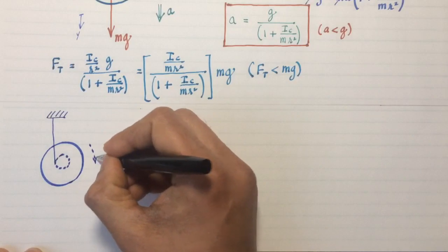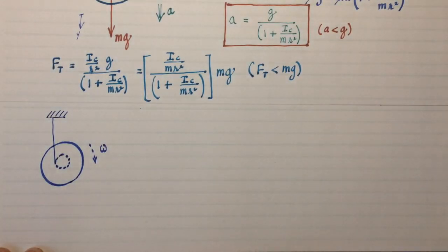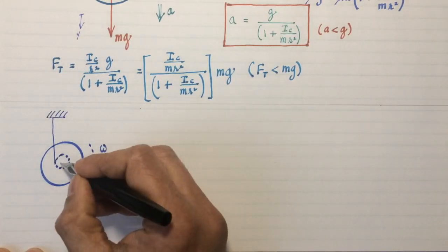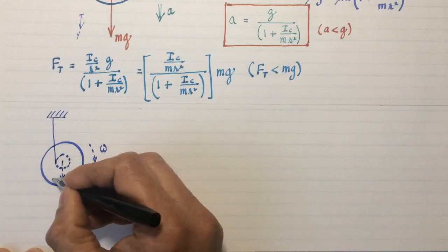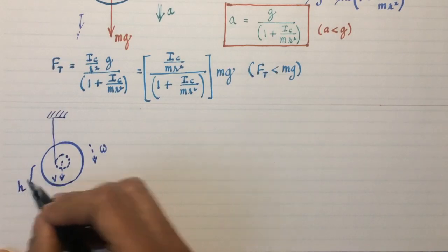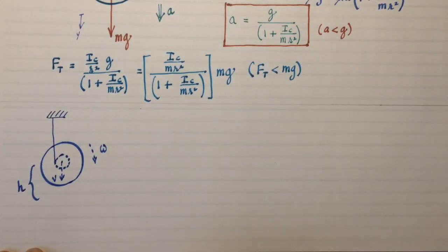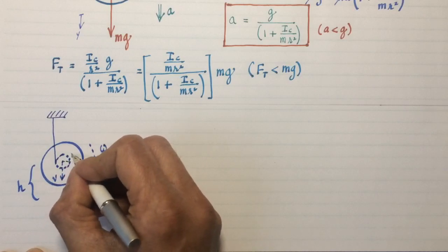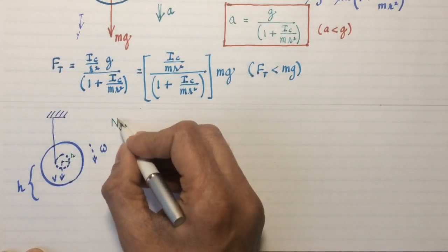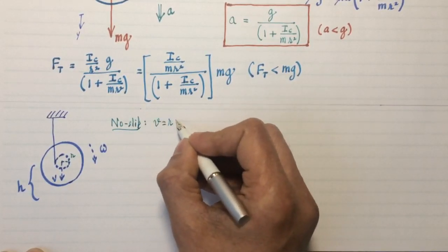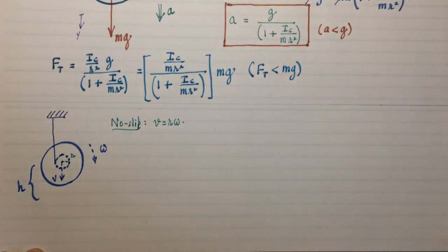Well, this time the yo-yo is going to unwind with an angular velocity omega, and the center of mass of the yo-yo is going to move down with some speed, which I'll call v here. And the yo-yo is going to be descending some height, so I'll call that height h. The no-slip condition connects v and omega. Remember, this is still that distance little r. So the no-slip condition this time is v equals r omega. We've got to use that in our equation.